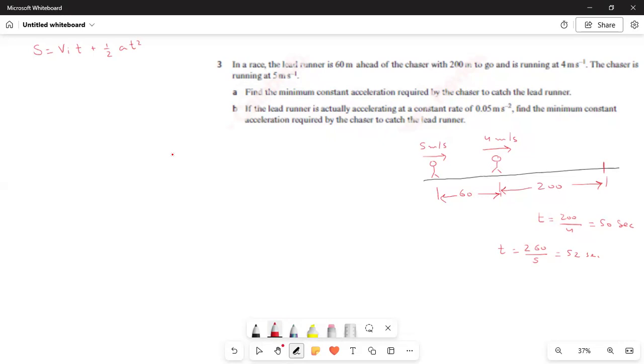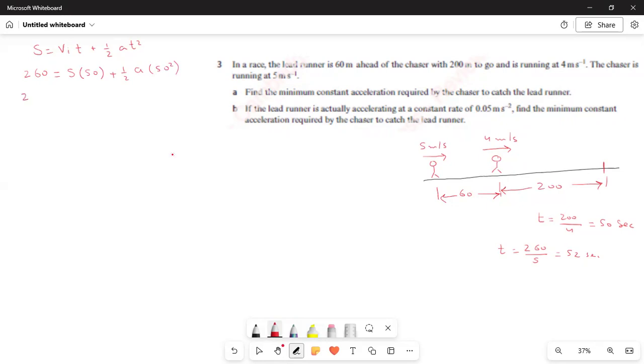So the distance he has to cover is 260 meters, right? Because from here 60 meters plus 200, this is the distance he needs to cover. His current speed is 5 meters per second. The time he has is 50 seconds, right? In 50 seconds he has to reach there because of the margin given by the leader. Plus half a, which we need to find out, and time is again 50 squared. So in this equation, we will solve it and find the value of a.